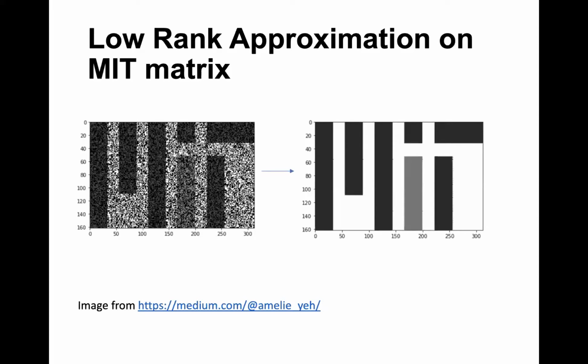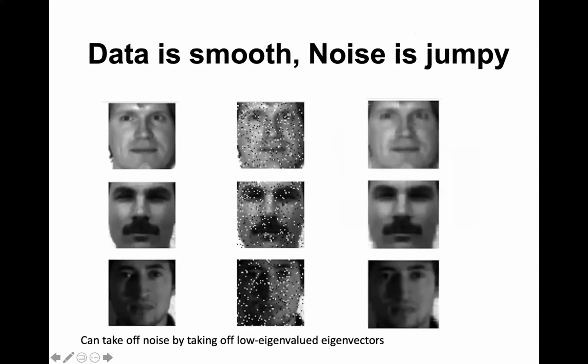So if you low rank approximate this MIT matrix, you see it's very clean. It just throws off all the noise because this noise is sort of independent or linearly added. This is from this Medium post.